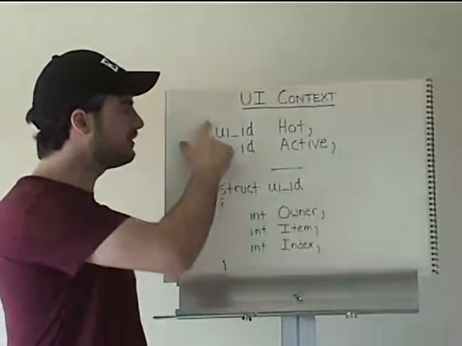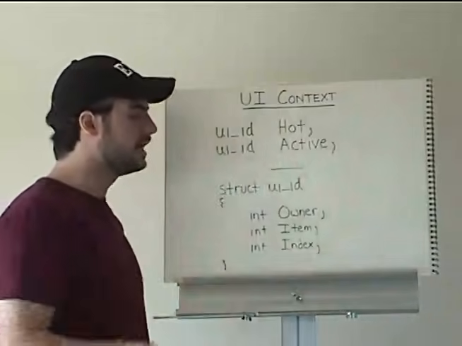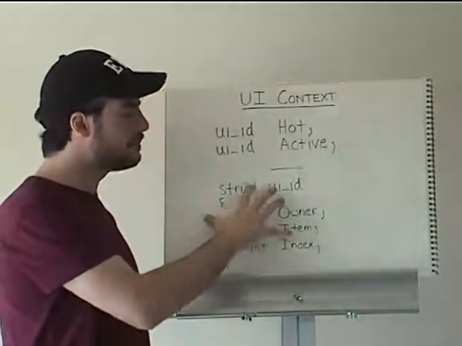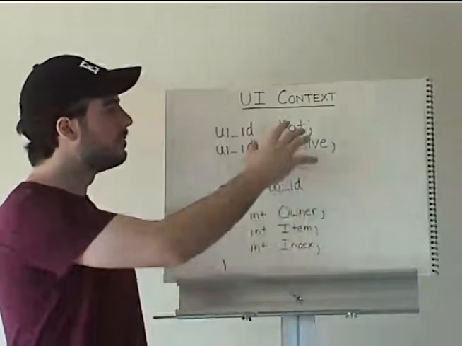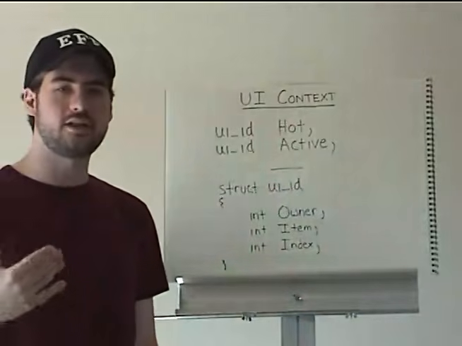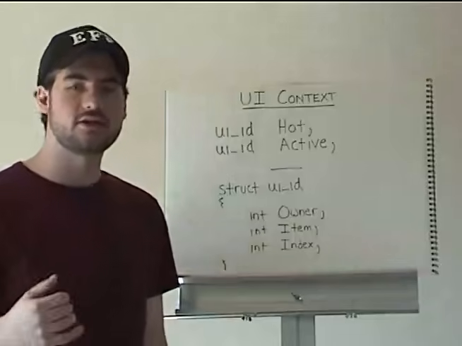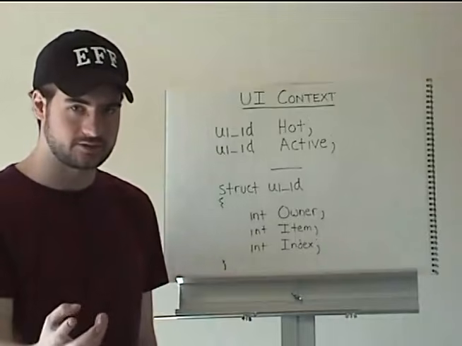Now, basically, these two things are using what's called the UI ID struct, but really all that means is some method of identifying the item. And I'll talk about what that means in a second here. But we have two things, hot and active, because typically user interface elements have two states.